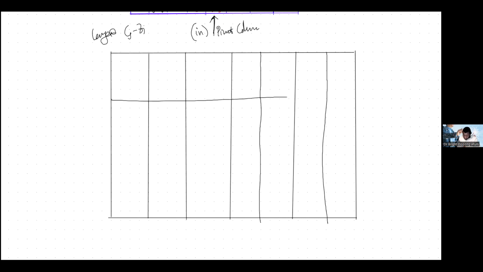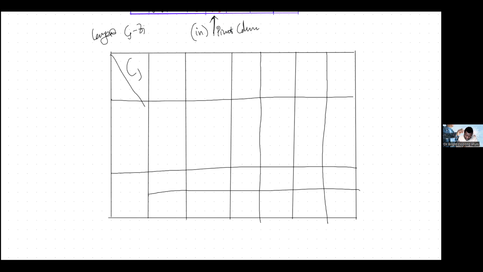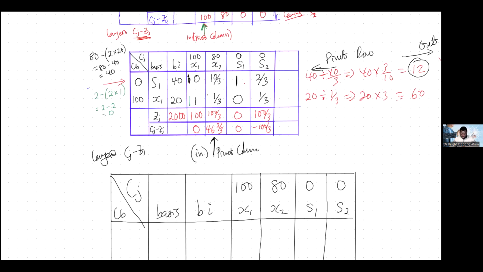We'll get used to how the tableau is filled with time, so don't worry. CJ, CB, this is the basis, the BI, X1, X2, S1, S2, the ZJ, CJ minus ZJ. And what are the coefficients here? 100, 80, 0, 0. All right, so we can go back and refer to this table.